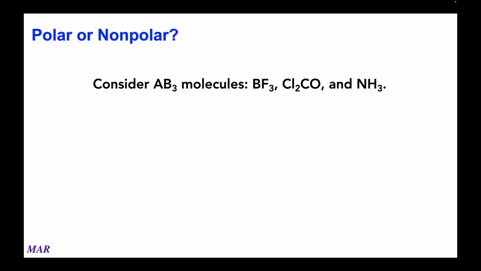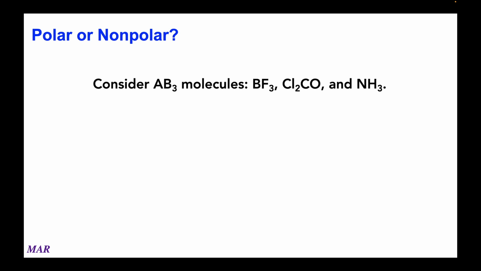All three of these molecules have a central atom and three atoms around the central atom, or AB3. So BF3, Cl2CO, and NH3. So in boron trifluoride, boron would be the A, the central atom, and the three fluorines would be the three Bs. In Cl2CO, the carbon is central, and it has two chlorines and an oxygen around it. And with ammonia on the far right, nitrogen would be the central atom A, and each B atom would be one of the hydrogens.